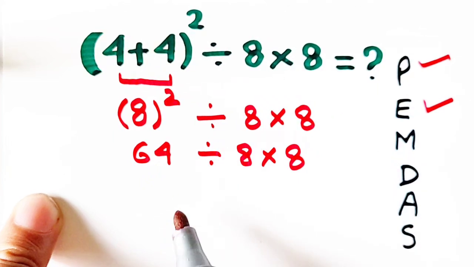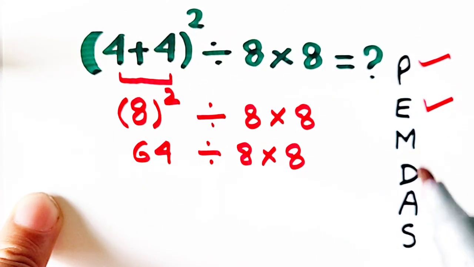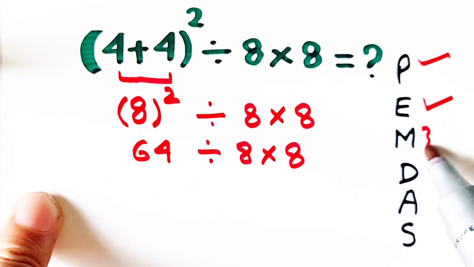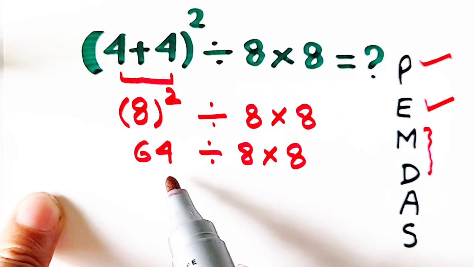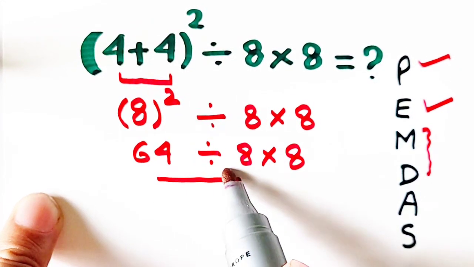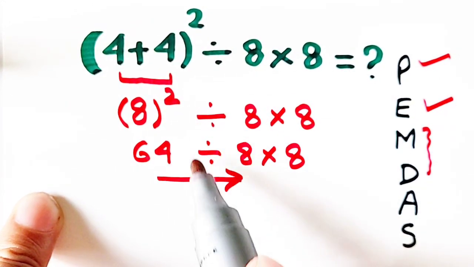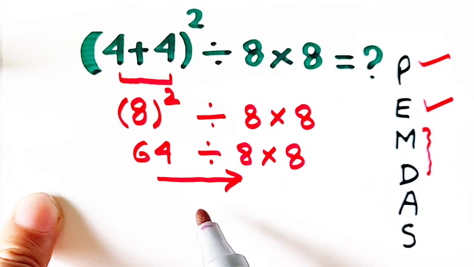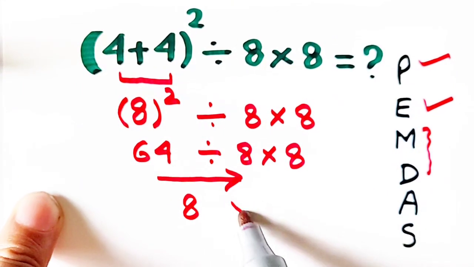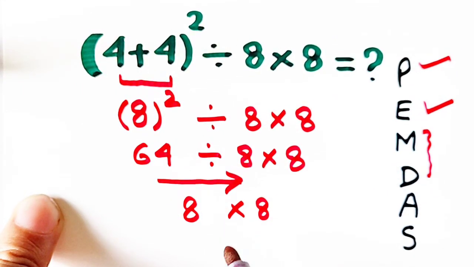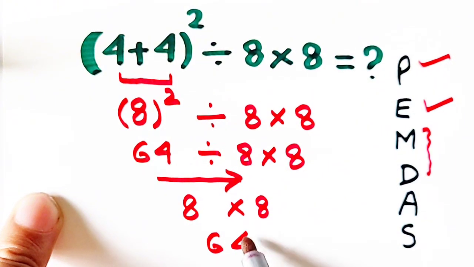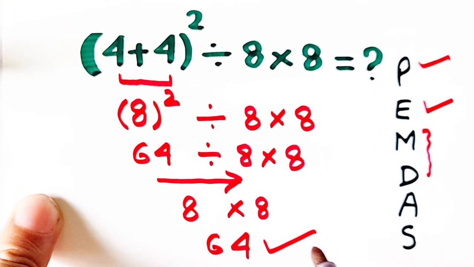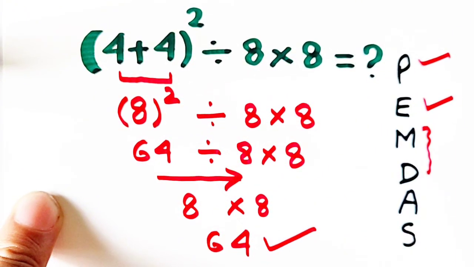Now the next step will be a problem if you don't know PEMDAS. Multiplication and division are both the same level. We have to move from left to right. Here division is at the left, so it will be handled first. 64 divided by 8 gives us 8, times 8. So 8 times 8 will give us 64. That will be our answer. So 1 is incorrect and 64 is the correct answer.